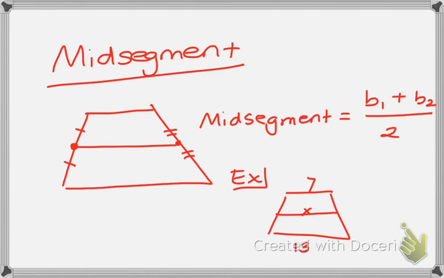So to find X, we would do 7 plus 13 divided by 2. So 7 plus 13 is 20. Half of 20 is 10.